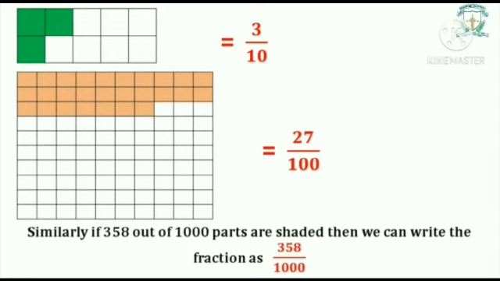Similarly, if 358 out of 1000 parts are shaded or colored, then we can write the fraction as 358 by 1000 for thousands. So 3 by 10, 27 by 100 and 358 by 1000 are termed as decimal fractions of tens, hundreds and thousands.